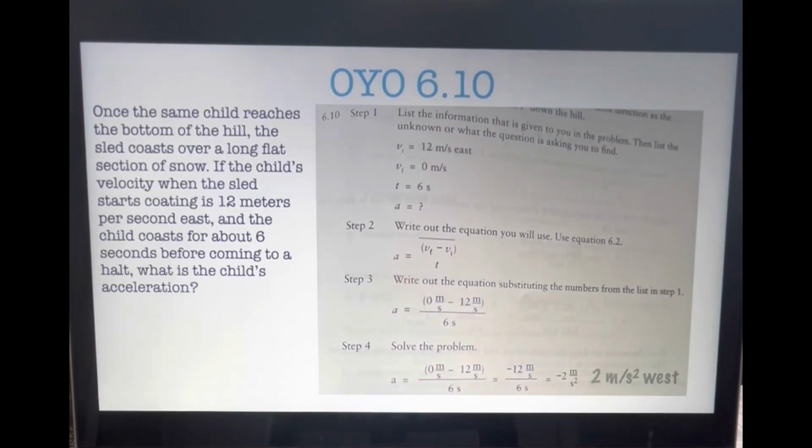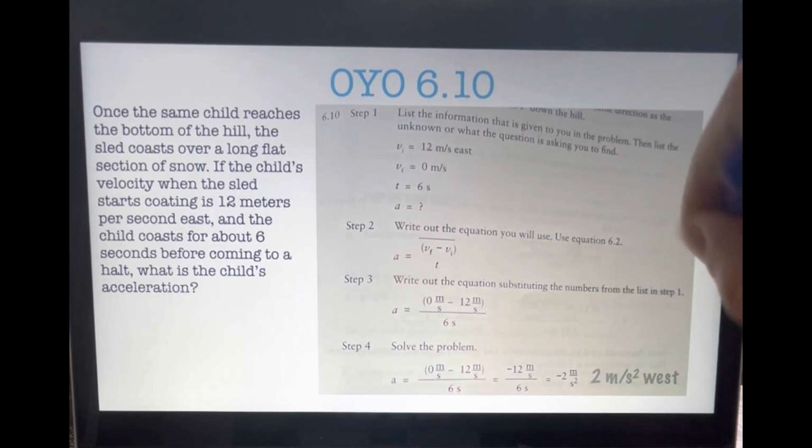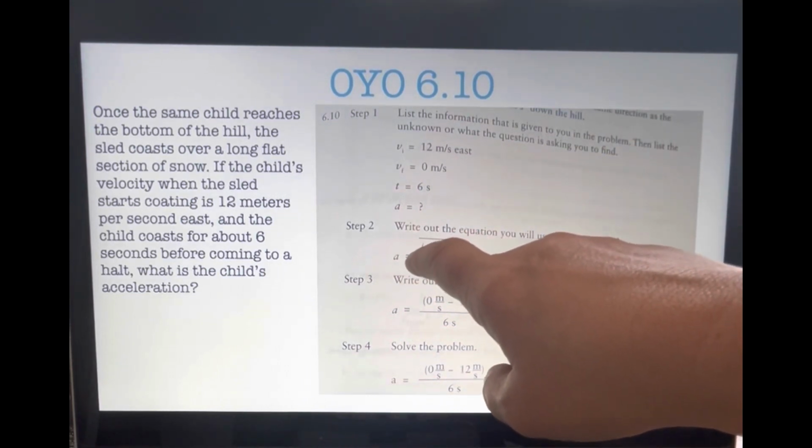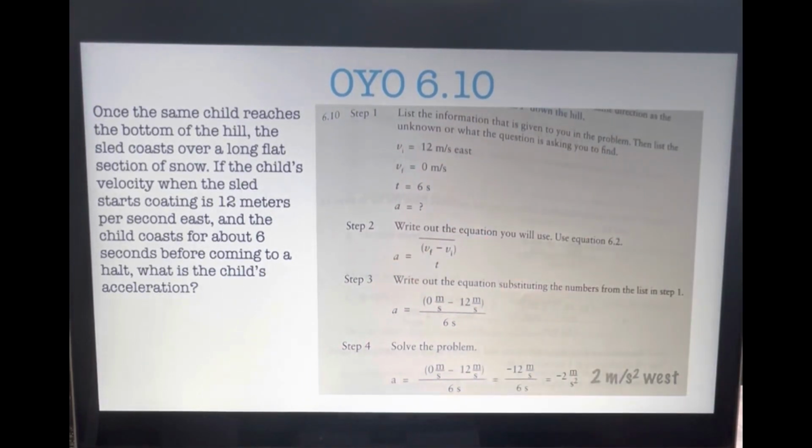On your own, 6.10. Once that same child reached the bottom of the hill, the sled coasts for a long flat section of snow. If the child's velocity when the sled starts coasting is 12 meters per second east, and the child coasts for 6 seconds before coming to a halt, what is the child's acceleration? All right, so we listed the information that we know. Write out the equation that we're going to use. Once again, the line should be under here. The final velocity minus the initial velocity over time.